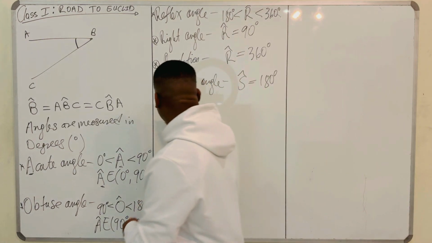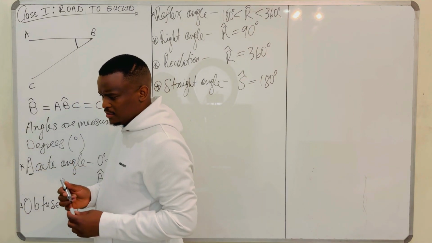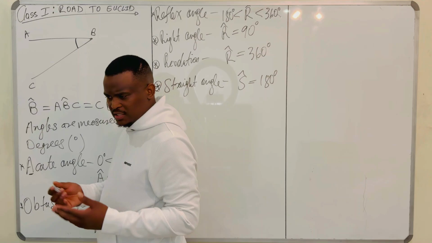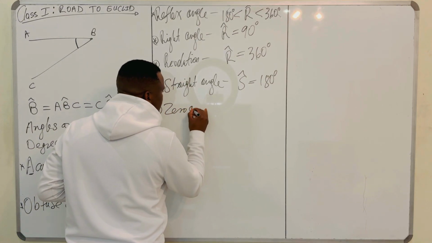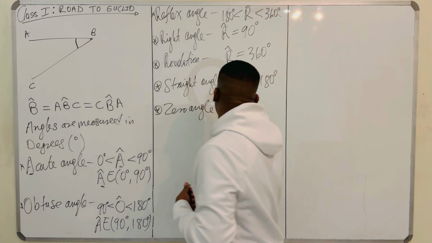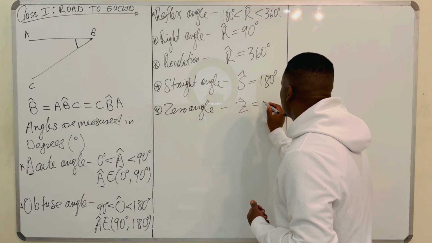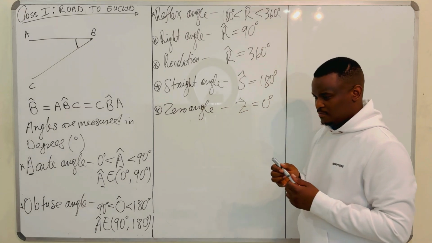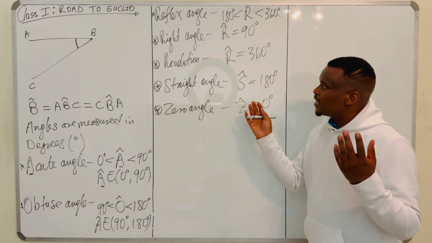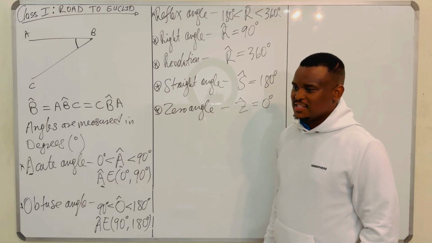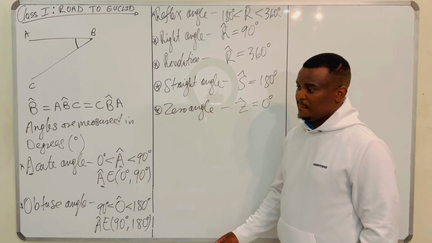Zero angle. Do you have a zero angle? Yes, what if there is no angle between two lines? There's no angle. Yes, it's zero. So, a zero angle is this angle here, Z, which is equal to 0 degrees. Are you guys happy? Yes. This is all I can think of at this very moment. There's nothing much that I can think about. Any questions?